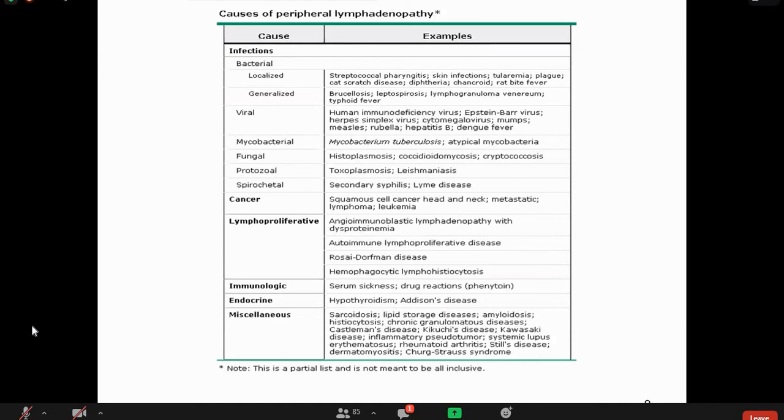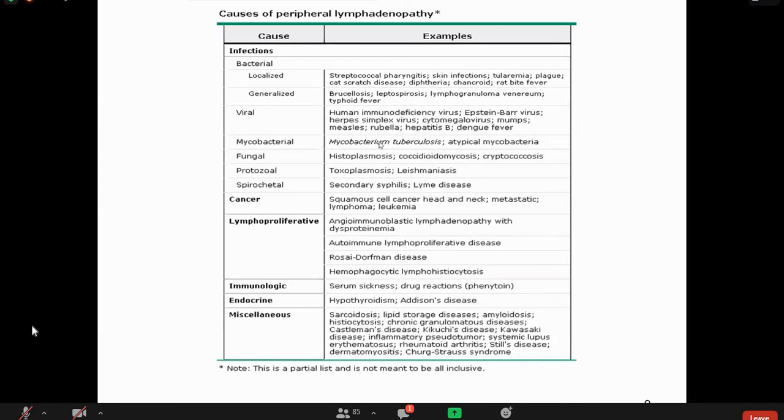Viral causes include the most famous, HIV. It can cause generalized lymphadenopathy. Again, Epstein-Barr virus can result in generalized lymphadenopathy and hepatosplenomegaly, but the most commonly involved lymph nodes are cervical lymph nodes. Again, herpes simplex, cytomegalovirus, mumps, measles, rubella, hepatitis B, dengue fever, any virus can come up with lymphadenopathy. But yet, talking about the most common ones, one should remember the names of HIV and Epstein-Barr virus.